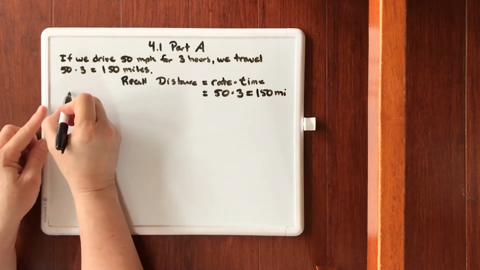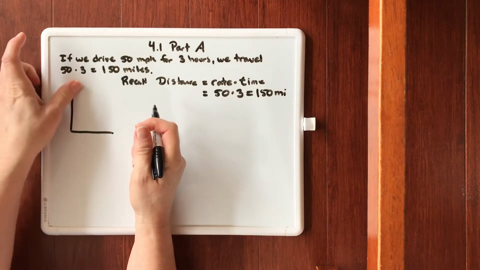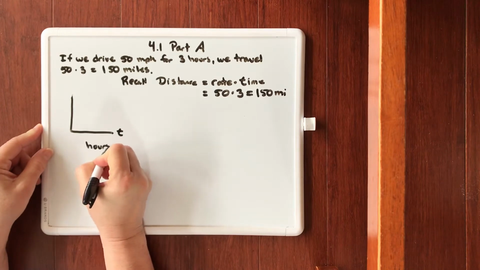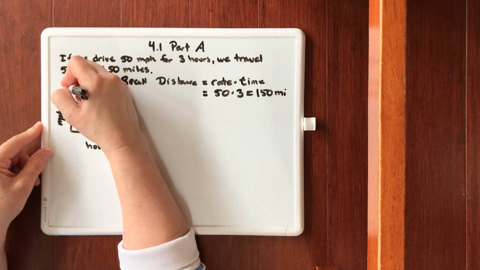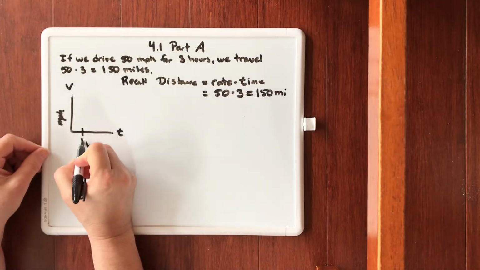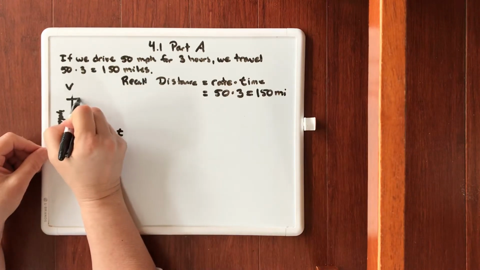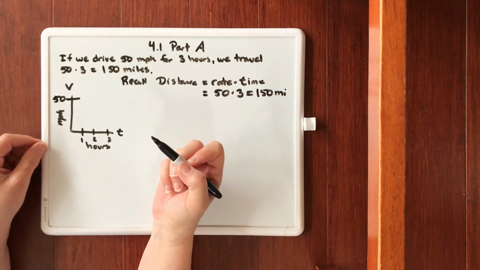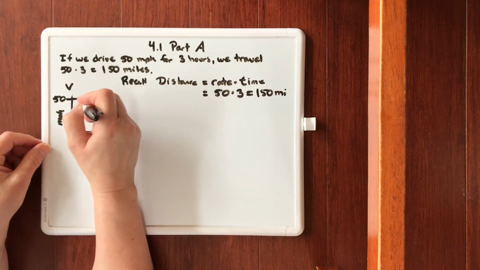Okay, let's say we drew a picture of this. We make the horizontal axis t in hours. Put hours right here. And we make our vertical axis the velocity, in this case miles per hour. So I'm going to call this v for velocity. We're going to split this up into hours: 1, 2, 3 hours. And then we put our velocity at 50 hours, I'm sorry, 50 miles per hour. So we're going 50 miles per hour for 3 hours.